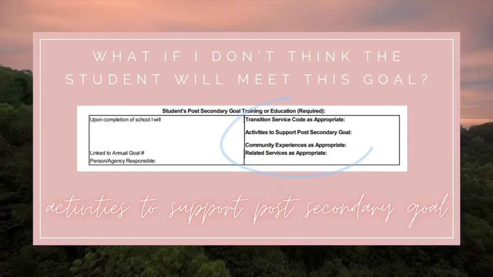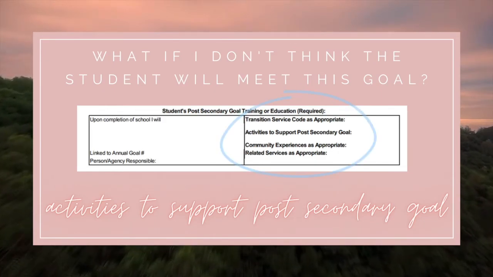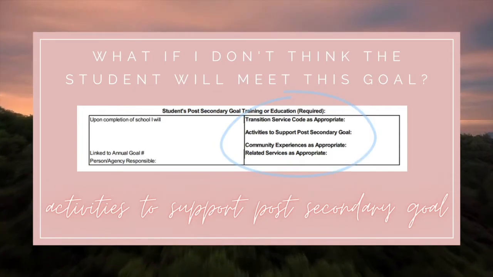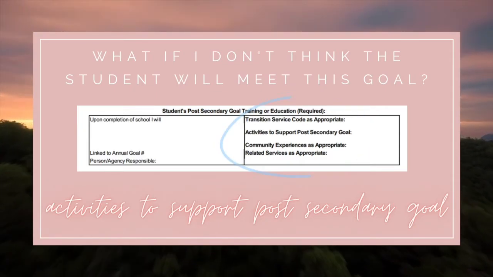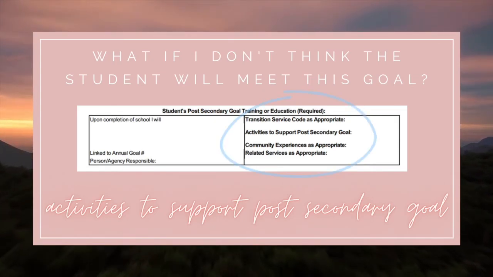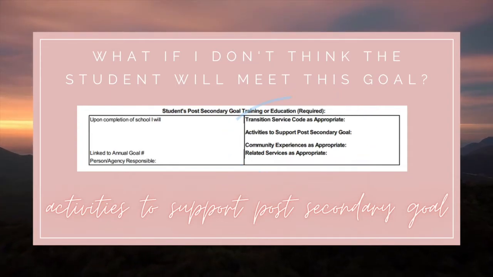Sometimes I get the question, what if I don't think the student will meet this goal? It's not appropriate, they're non-diploma bound, or it just doesn't meet their present levels of performance. Well, it doesn't really matter. Whatever the student's ultimate dream and goal is, based on their strengths, preferences, and interests, is what you need to put here. And then your job is to provide activities, multiple different kinds of activities to support the post-secondary goal.